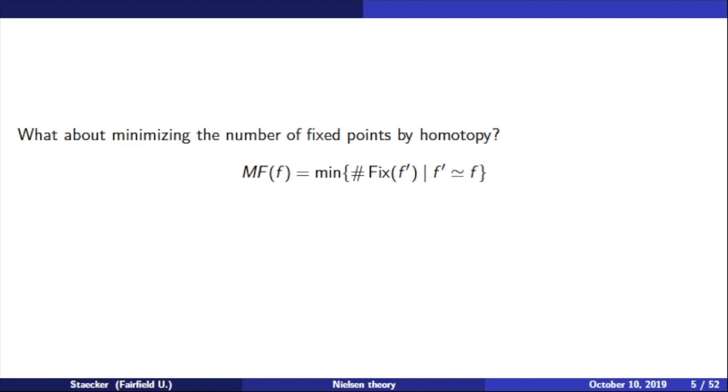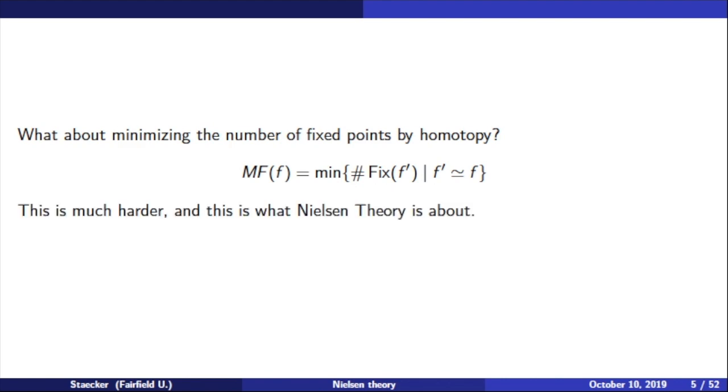Anyway, this is the basic invariant that Nielsen theory is designed to measure: the minimum number of fixed points, and Siraj will mention something like this. This is the minimum number of fixed points of any map homotopic to F. So you start with F, and you ask, what is the smallest number of fixed points I can make if I change F by homotopy? And this is much harder than increasing the number of fixed points. And this is what Nielsen theory is about. So I'm going to try to explain to you the theory that is used to try to compute this quantity here.